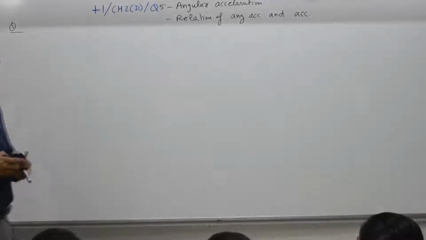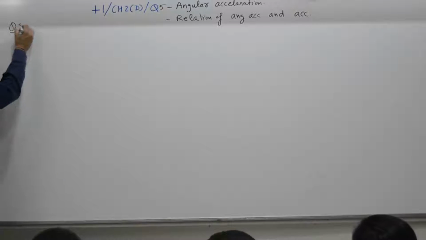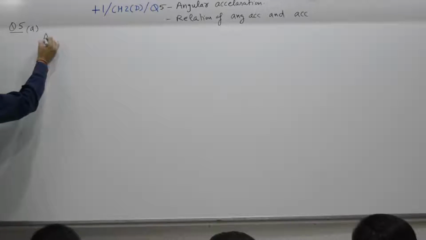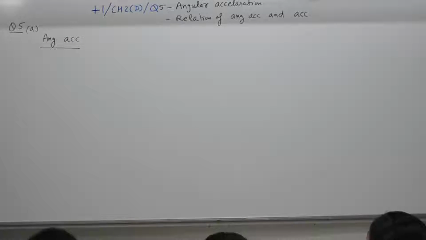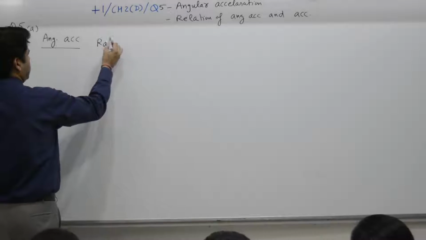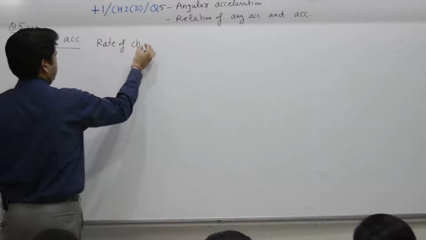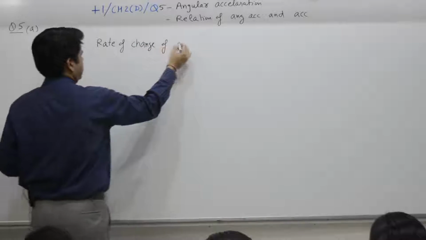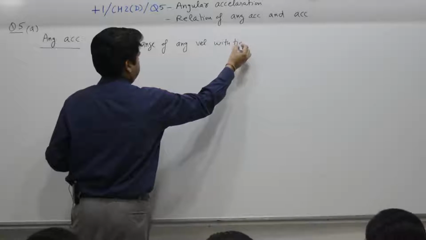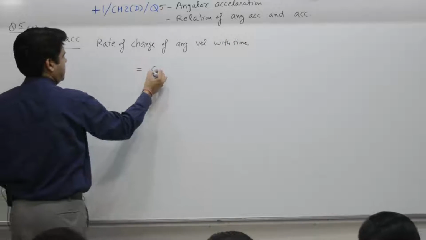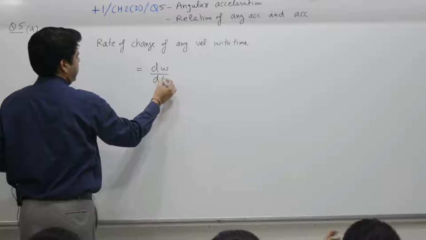Here we have to define part A, question number 5: angular acceleration. Yes, the definition is: angular acceleration is defined as the rate of change of angular velocity with respect to time. That means what? d omega by dt.